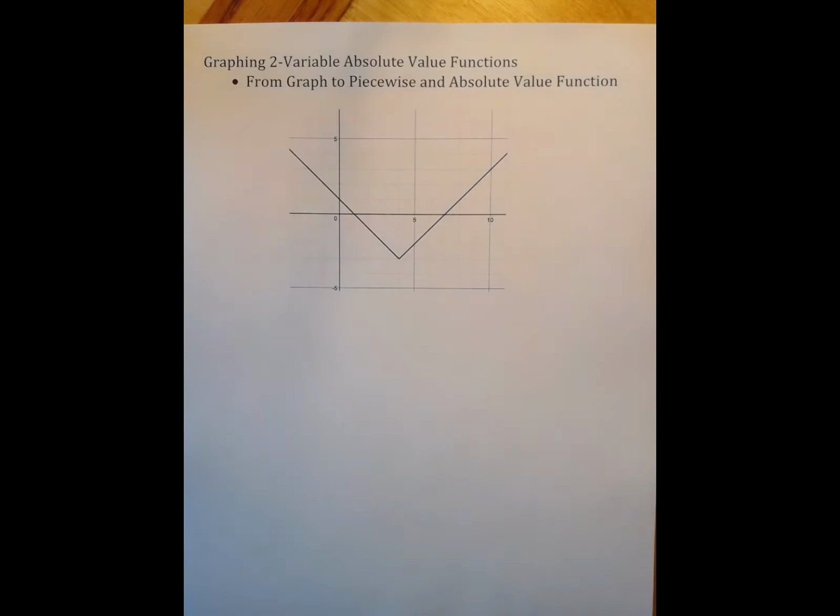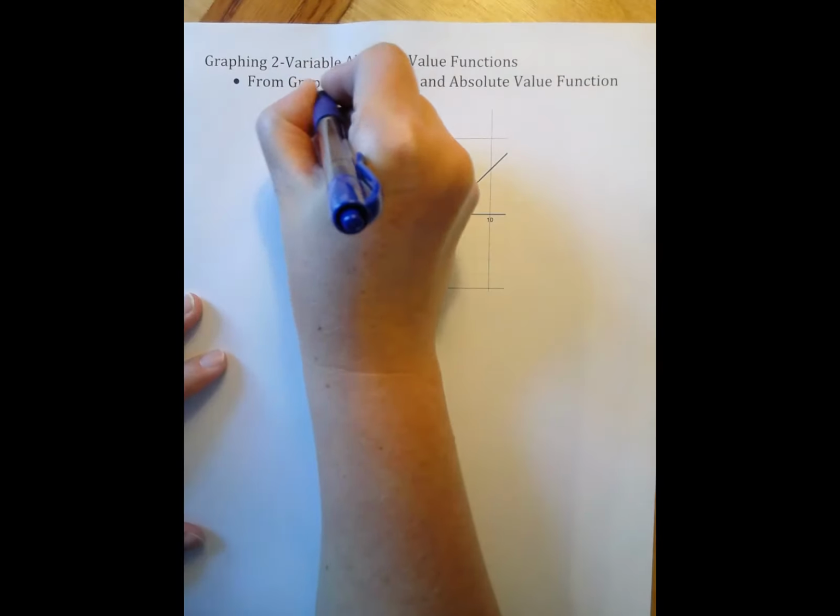These notes are on graphing two-variable absolute value functions. We can talk about two-variable absolute value functions as a graph, as an absolute value function, or as a piecewise function. So we're going to go all three ways. Give the graph, go to the piecewise and the absolute value; give the absolute value, go to the graph and the piecewise, etc. So the first example is we start with a graph.